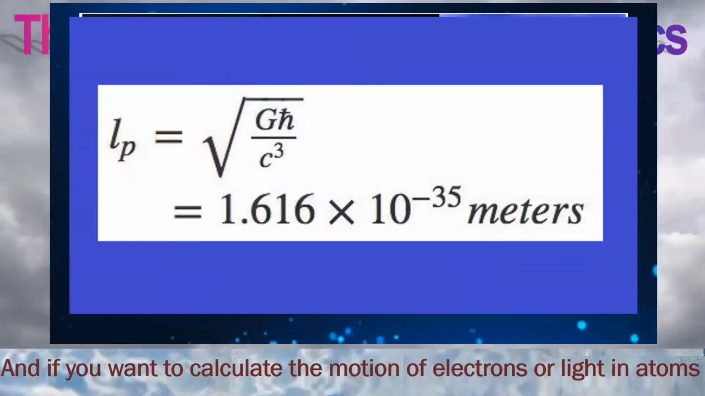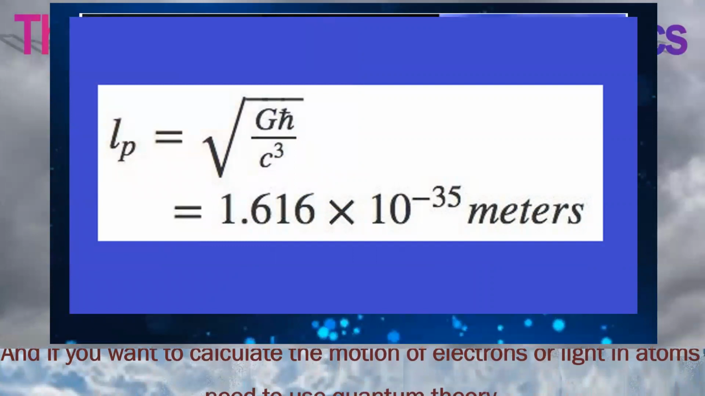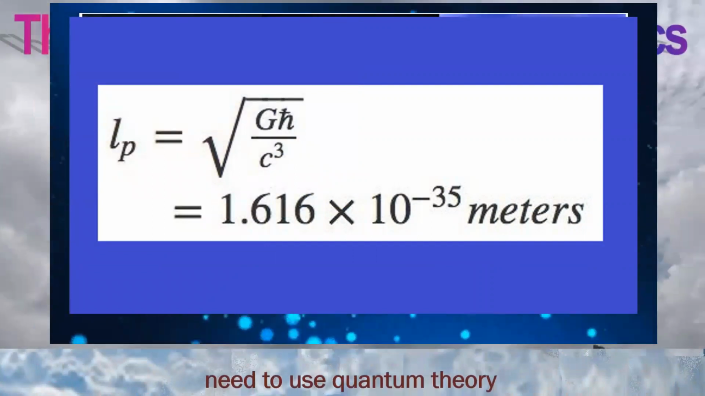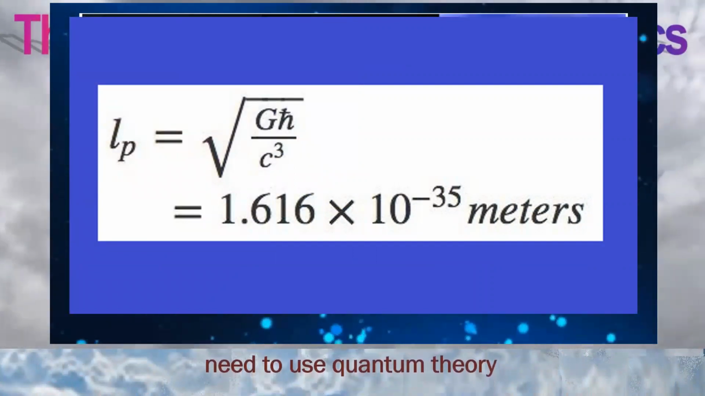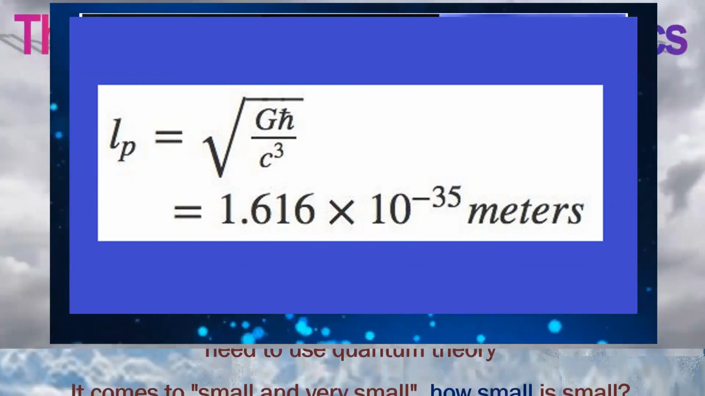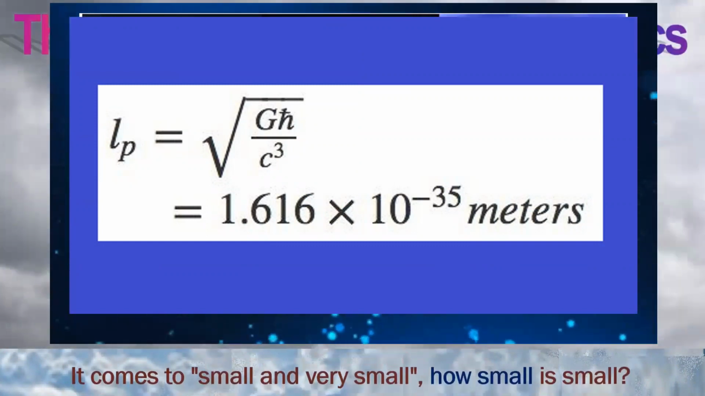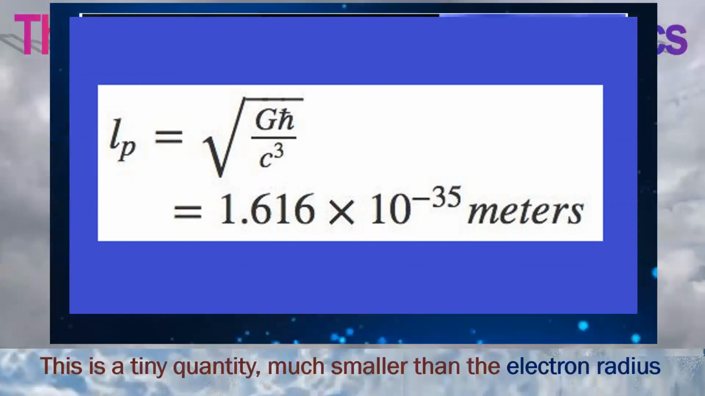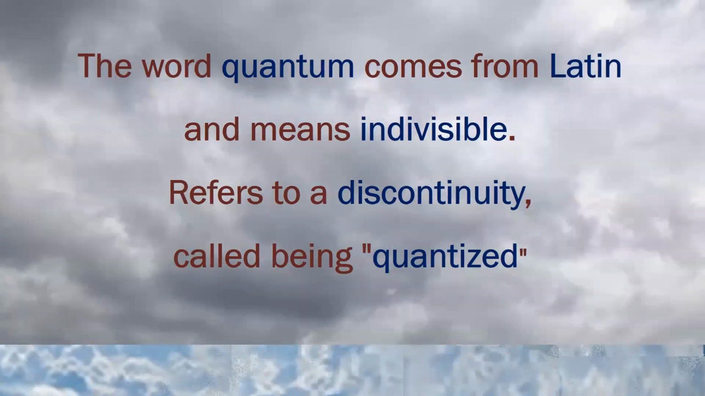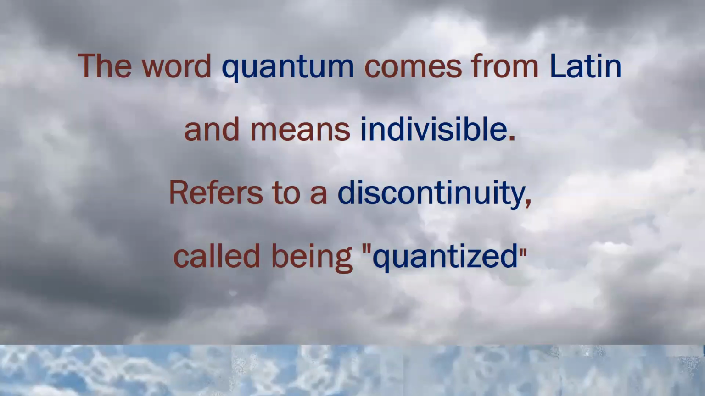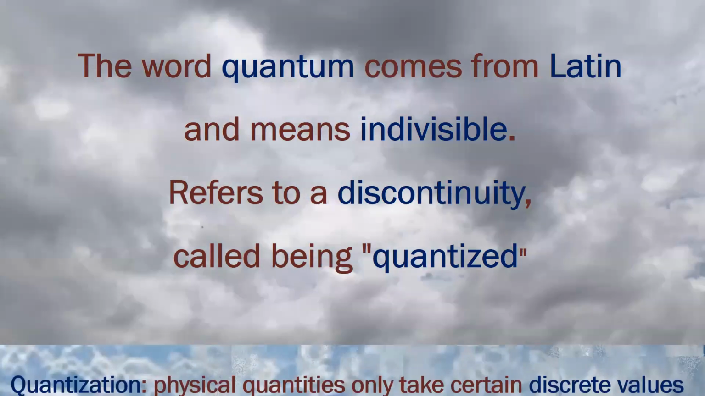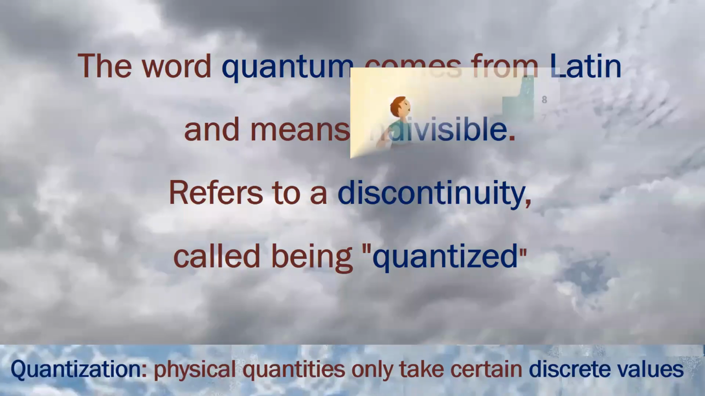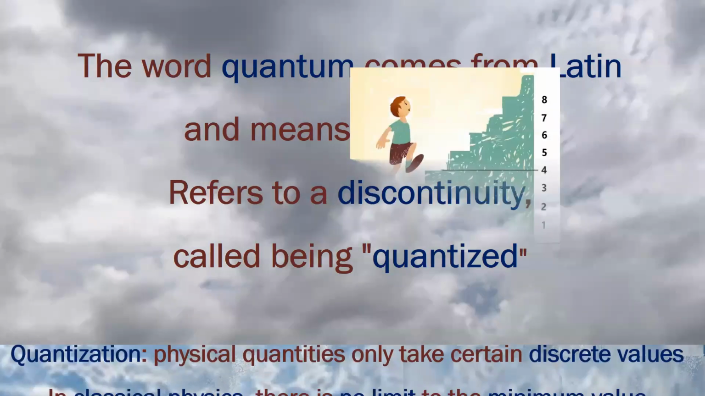When it comes to small and very small, how small is small? There is a minimum length in physics called the Planck length. This is a tiny quantity, much smaller than the electron radius. The word quantum comes from Latin and means indivisible, and refers to a discontinuity called being quantized. Characterizing physical quantities only take certain discrete values.